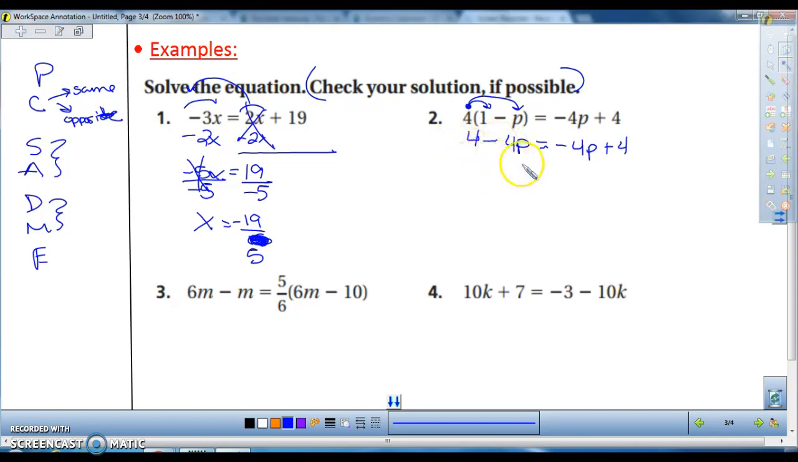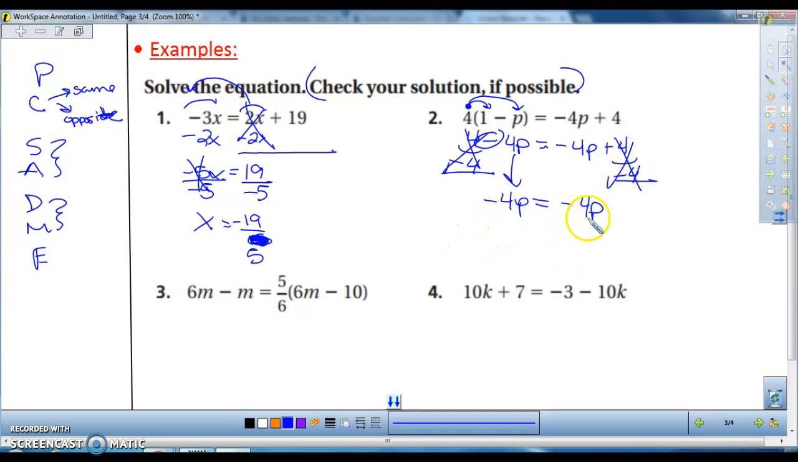4 and negative 4p are not like terms, so don't combine them. So now we have to look at opposite sides. We have a 4 and we have a 4. So let's go ahead and take away a 4 from both sides. I undid this 4 here, leaving that negative 4p right here. Make sure you're paying attention to that sign. Then we have a negative 4p. 4 minus 4, that undoes.